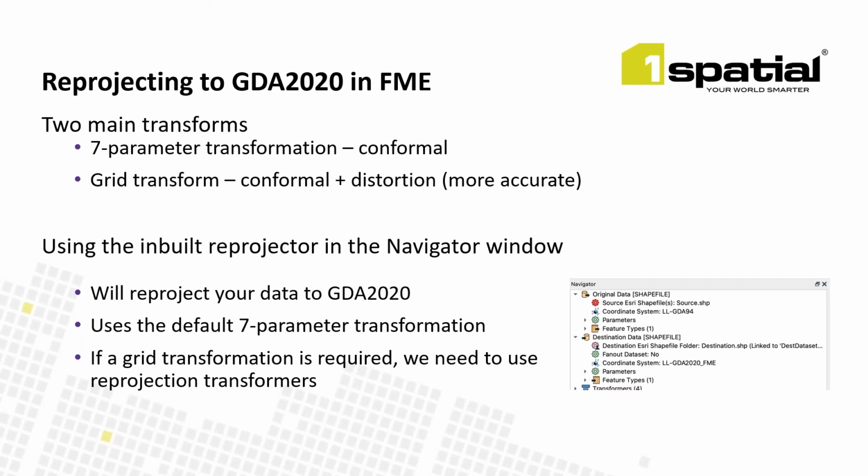Within FME, you're probably aware that we can reproject data just in the navigator window. When we read data in, we have a coordinate system on that data. We can then specify a different coordinate system on the way out, so when it gets written, FME will automatically reproject it. For this particular translation into GDA2020, it's going to use the 7-parameter transformation by default. If we need to use the grid transformation to get a bit more accuracy into our data, then we're going to need to use the reprojection transformers that are available.